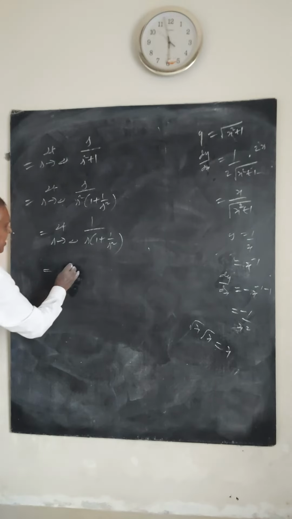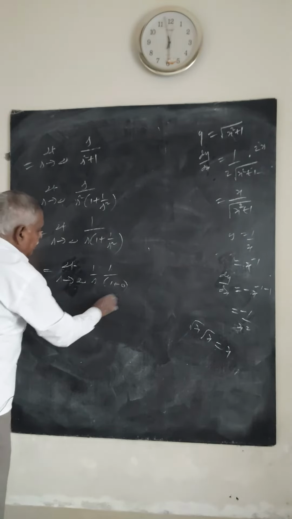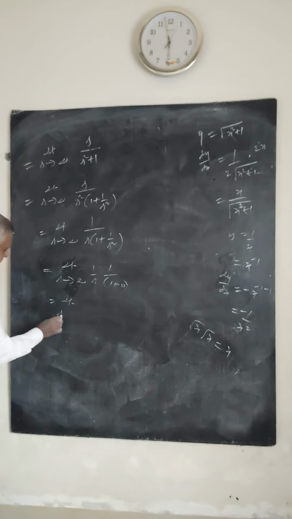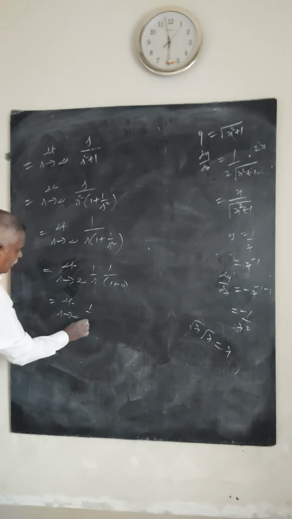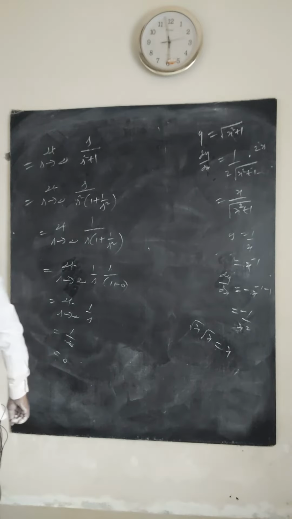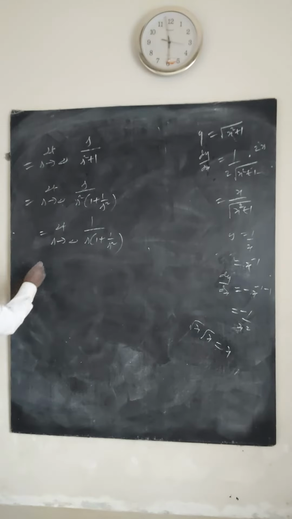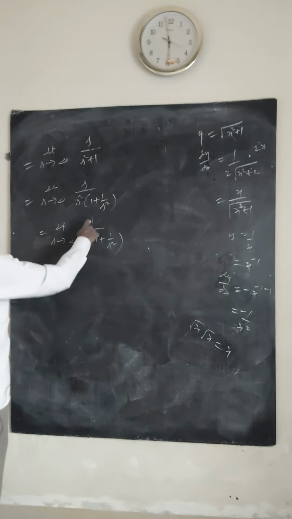Let us write one by one. Limit s tends to infinity, 1 by s, times 1 by 1 plus 0. Limit s tends to infinity, 1 by s, 1 by infinity, which is totally 0. Here directly we can write 0, since 1 by infinity is 0.